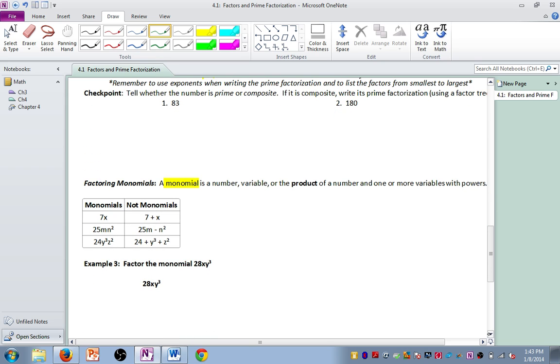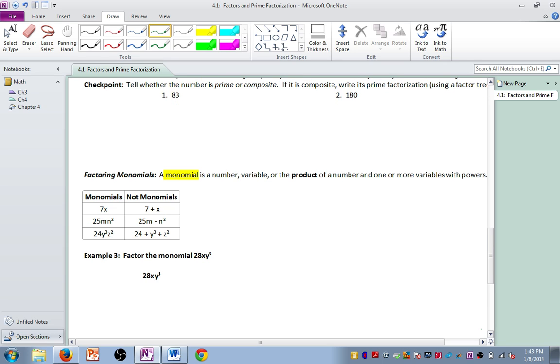The last part of this lesson deals with finding or factoring monomials. A monomial is a number, variable, or the product of a number and one or more variables with powers. Notice I bolded the word product. That's because it's shown with multiplication. In this chart, I show you the difference between a monomial and a non-monomial. 7x is a monomial. It has a number, it's a variable, and it's the product of them. 7 plus x is not a monomial. That's showing the sum, not a product. 25m times n squared deals with multiplication. 25m minus n squared is not.